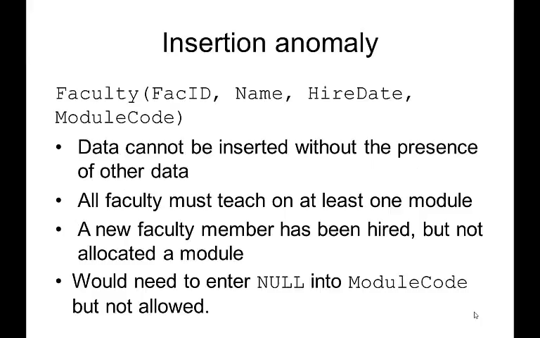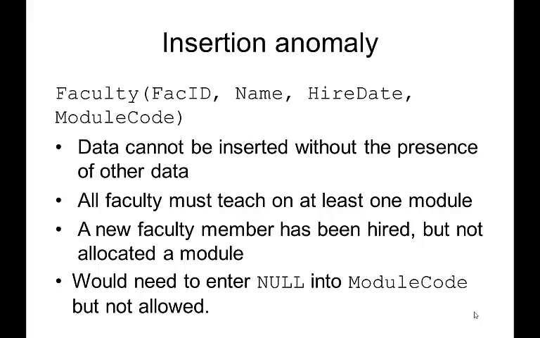Insertion anomalies. So we've got a table: faculty ID, name, hire date, module code. This is to do with data insertion. An insertion anomaly occurs where data cannot be inserted without the presence of other data, but that insertion is not reliant on that other data being present. So all faculty must teach on at least one module. A new faculty has been hired but not allocated to a module.